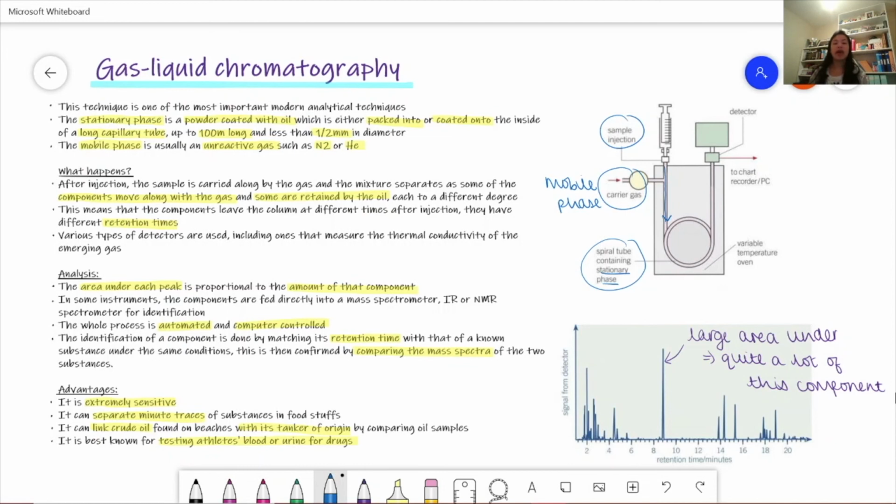So it goes down, and depending on whether it's got a higher affinity for the mobile or the stationary phase, it has a different retention time to another component. And so all the components get separated because some will have a higher affinity for the mobile phase, so they'll have quicker retention times, whereas the ones which have a higher affinity for the stationary phase have a larger retention time. And so at this detector here, this is where we obtain this graph of all the components and their retention times. And then we can compare the mass spectra of this substance with the substance we think it is.